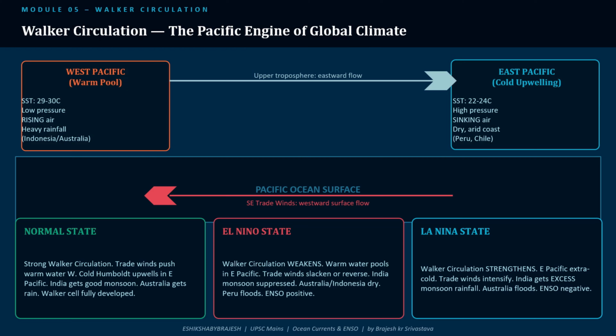La Nina state: Walker circulation strengthens, becomes even more intense than normal. Trade winds increase. Eastern Pacific becomes extra cold. Rising air zone shifts further west than normal. India gets above normal monsoon. Australia gets floods. UPSC one-line summary: Strong Walker circulation equals La Nina equals good India monsoon. Weak Walker circulation equals El Nino equals poor India monsoon.